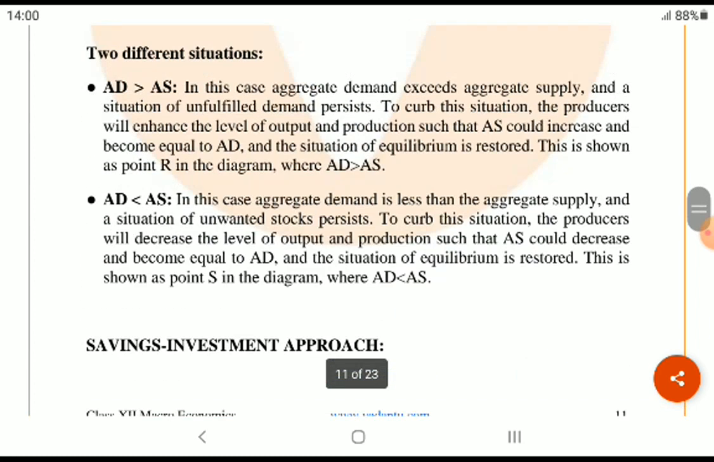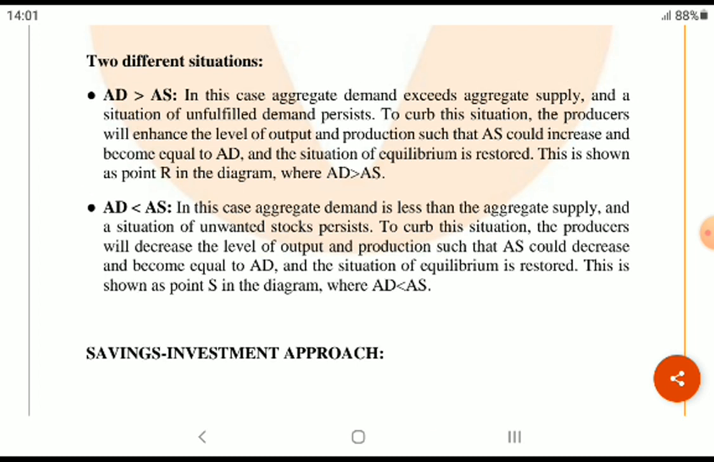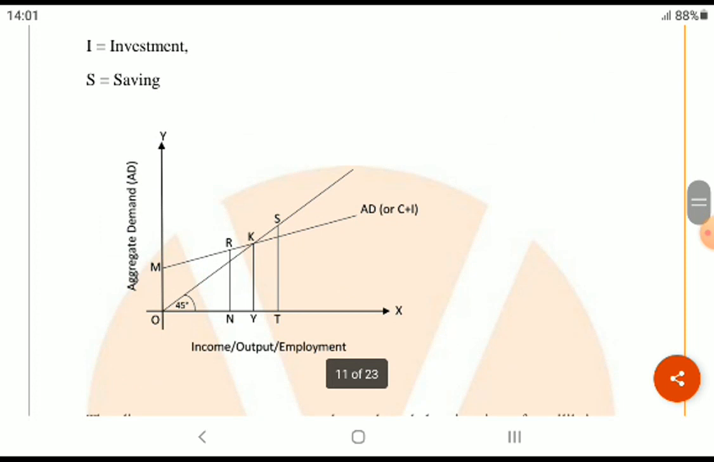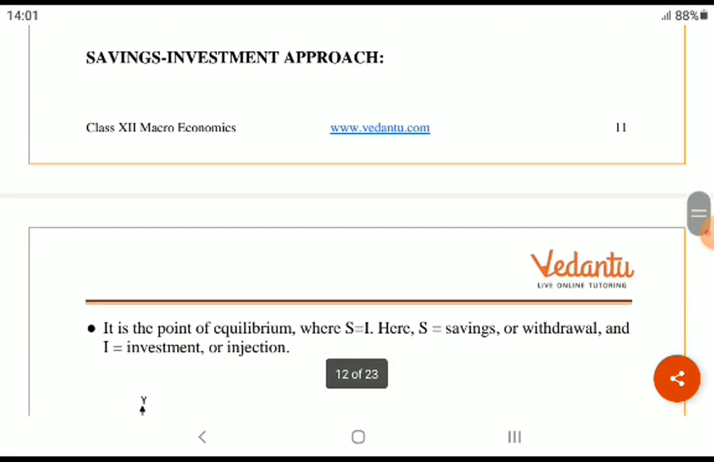Next is AD is smaller than AS. In this case, aggregate demand is less than the aggregate supply, and the situation of unwanted stocks persists. To curb this situation, the producers will decrease the level of output and production such that AS could decrease and become equal to AD, and this situation of equilibrium is restored. This is shown as point S in the diagram where AD is smaller than AS.